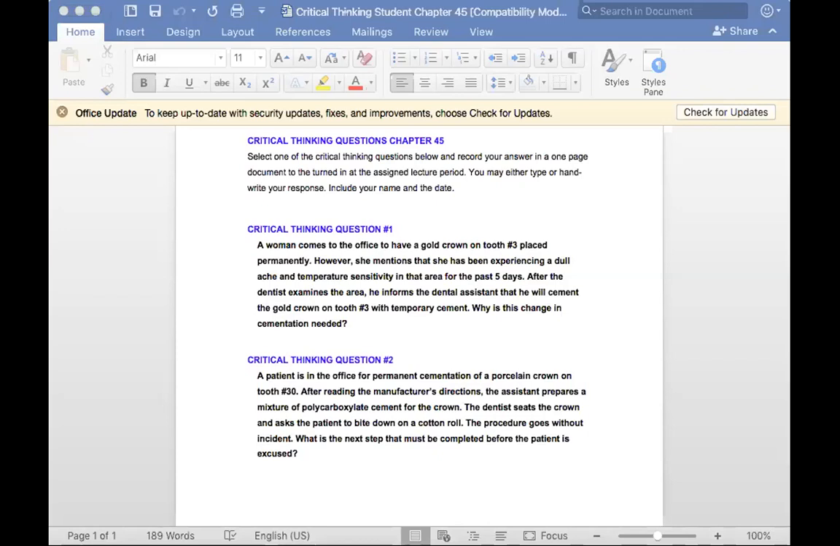All right. What is the etchant gel made of? Is it acid? What kind of acid? Starts with a P. Phosphorus? Yes, phosphoric acid.